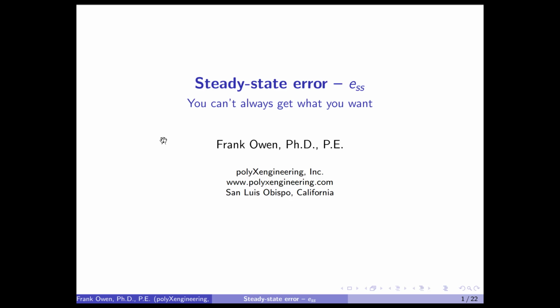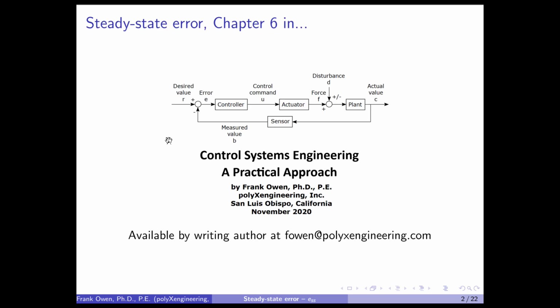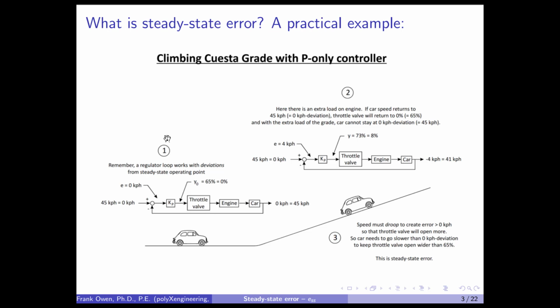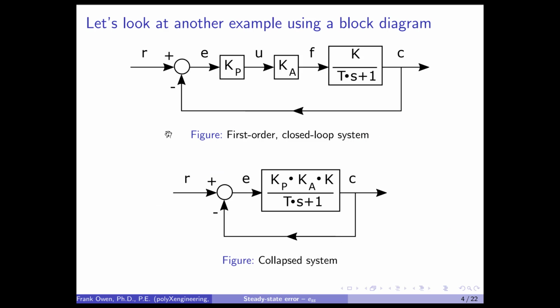Hello, this is part two of my discussion on steady state error. I started at the initial screen, so let me just scroll down to where we were. That was the explanation that I just gave with this practical example of a cruise control on a car going up a hill, which is the practical way to understand it. But I want to look inside, so I'm going to give a block diagram description of what's going on.